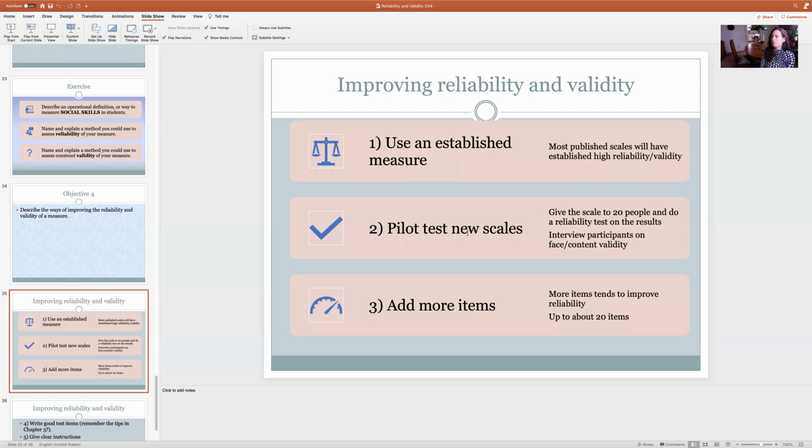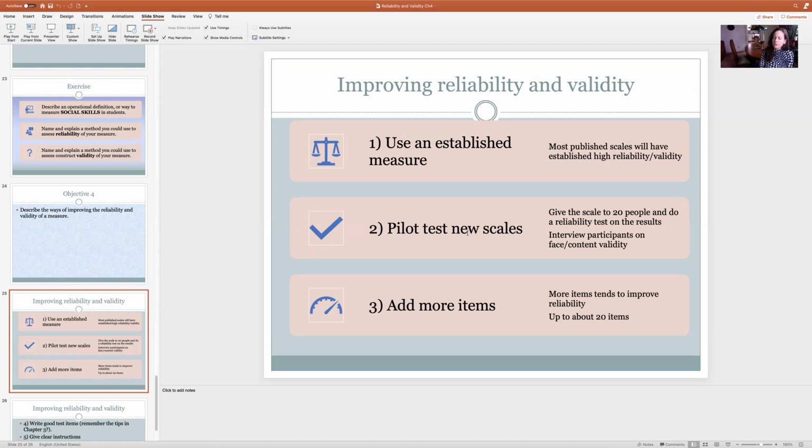And so making your own measure is really risky. You want to use a measure that has high reliability and validity. Pilot testing new scales: if you do make your own measure, give the scale to 20 people and do a reliability test and see the results, or give it to them twice and do a reliability test, and see the results. Interview participants on face validity, content validity, and see whether you can get some validity there.